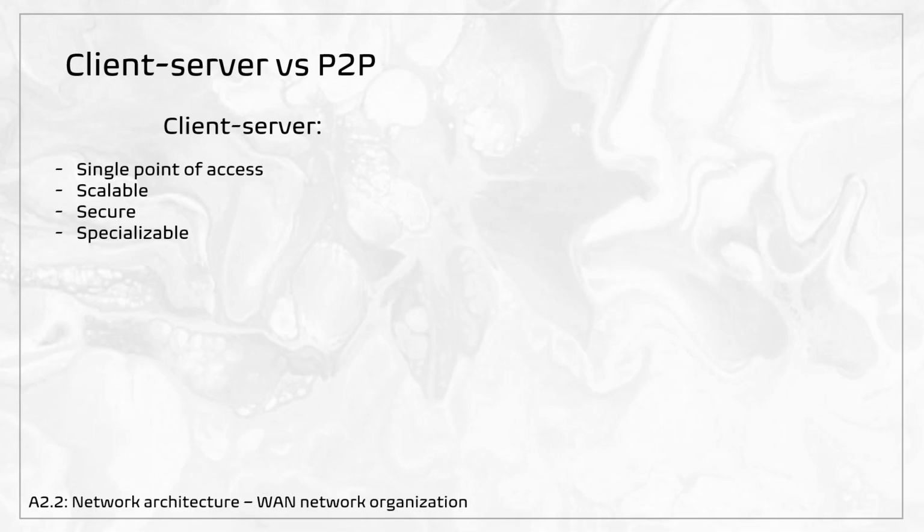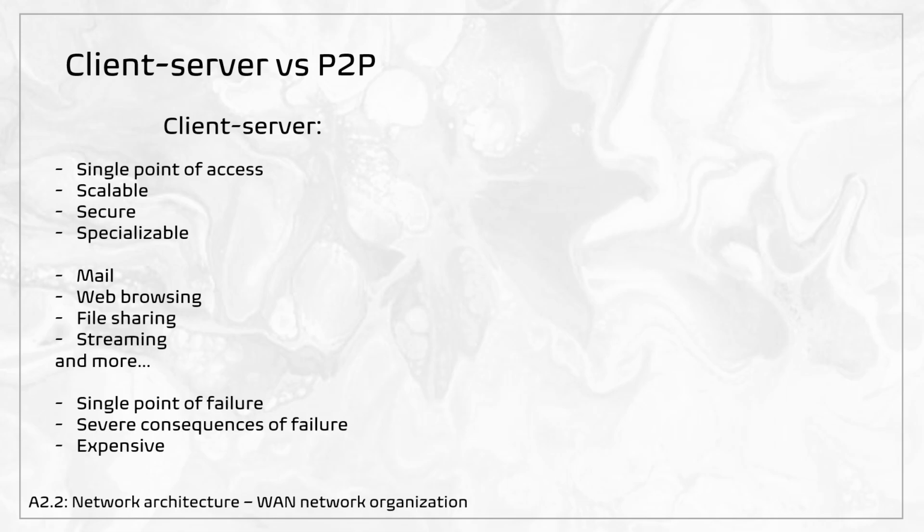Servers are also specializable, meaning they can be customized so that they're really good at one thing, like serving mail, websites, files, or movies, just to name a few. There are some problems with the client-server model though. Because it's one point of access, it's also one point of failure. If the server's power goes out, or if a server gets attacked by hackers, the entire service shuts down for all clients. Servers are also quite expensive to start up and maintain, making servers not a feasible option for some.